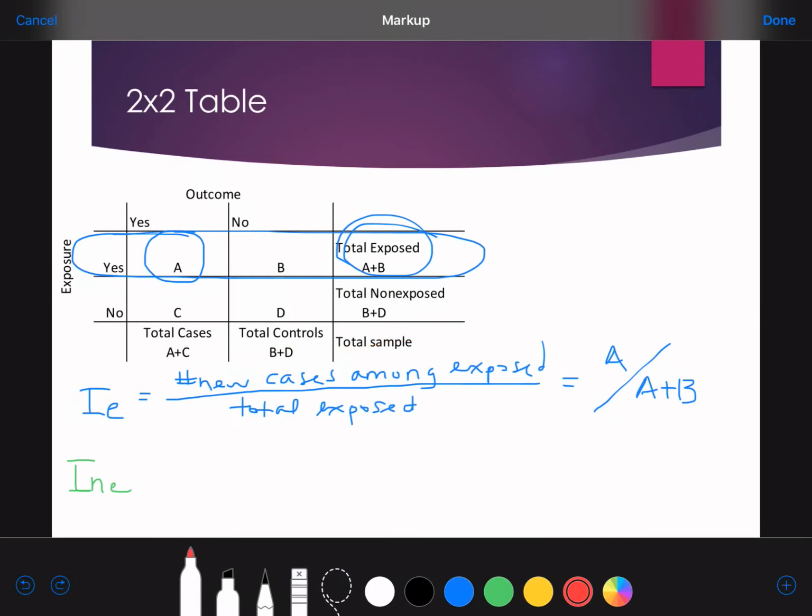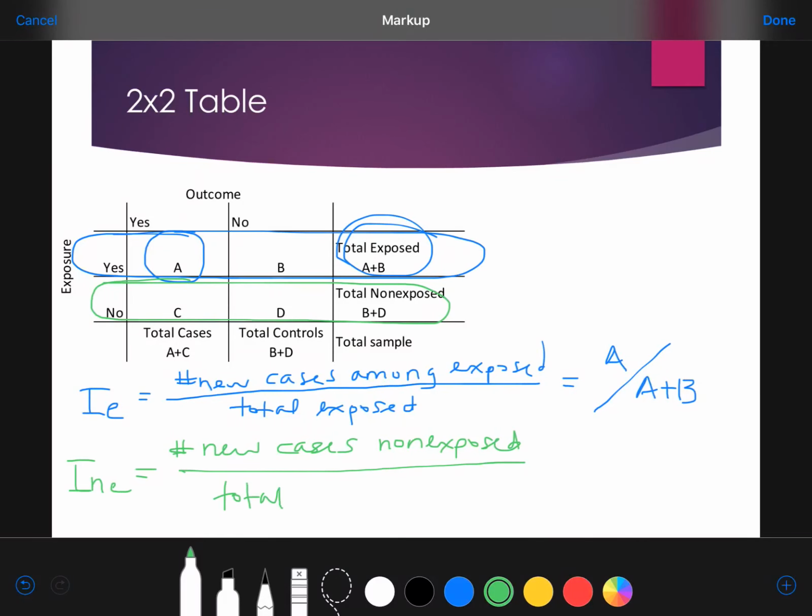So then how do we go find the incidence in the not exposed? Well, we've got to look among our people who are not exposed. So we're looking at this subcategory of people. Among the people who are not exposed, the number of new cases among the not exposed over the total non-exposed. And that's what this stands for.